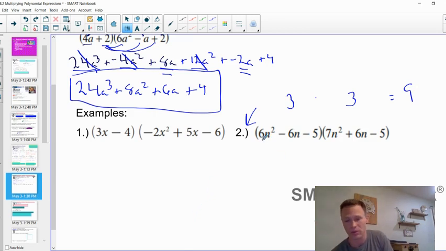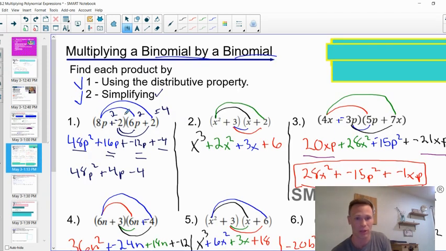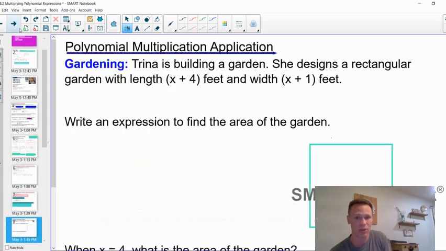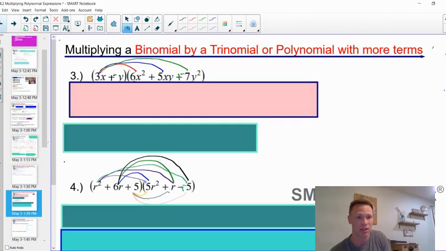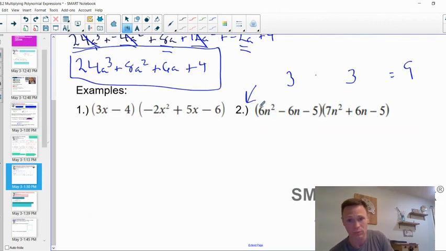This one is a trinomial times a trinomial. And a trinomial times a trinomial is no different than a binomial times a trinomial, and it's no different than a binomial times a binomial, because all we're doing is still applying that distributive property, right? So let's tackle it. 6n squared times 7n squared. I'm going to start way over here because I need 9 terms.